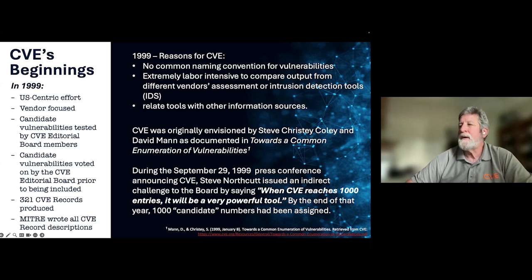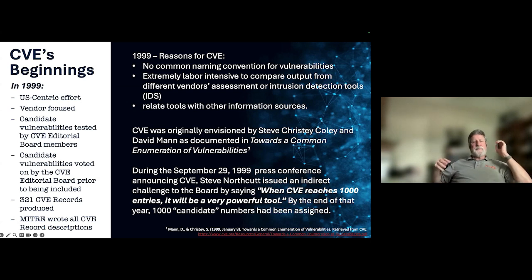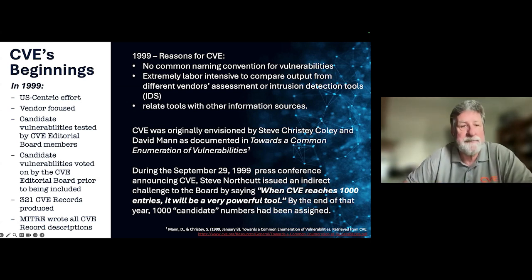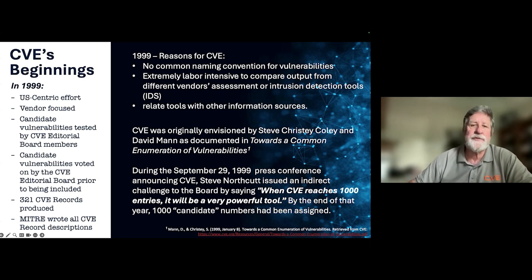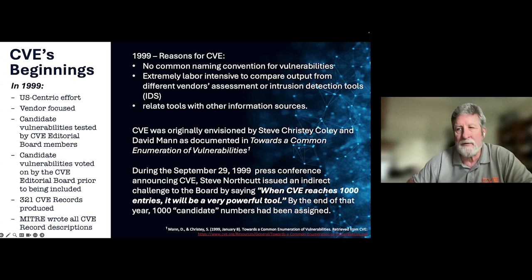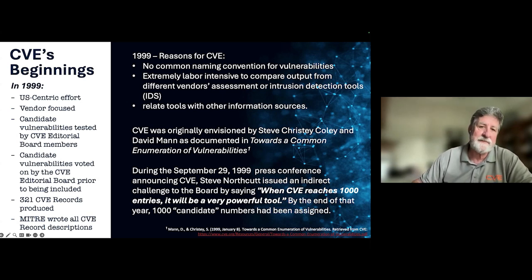At the time, Stephen Northcutt tried to push the board in the right direction and said, when we reach 1,000 entries, it'll be a very powerful tool. Later on that year, we actually did, but we didn't. We had two classifications back then: candidates and CVEs. And during that first year, we accomplished a grand total of 321 CVEs.